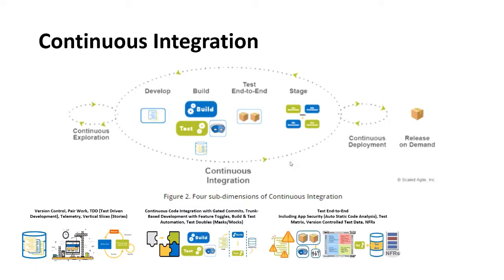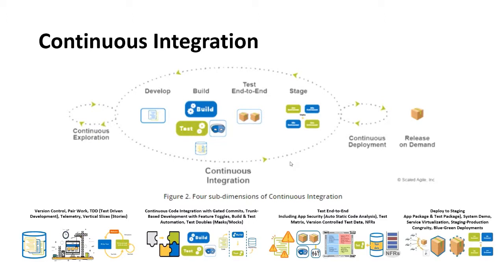We also have to do some end-to-end testing. So there's a bunch of ways that we can do that, including automated static code analysis, test matrices, version controlled test data, and non-functional requirements. It's actually important to understand that everything should be under version control, including your test data. Often it will cause all kinds of grief if you do not do that. Configurations also should be under version control.